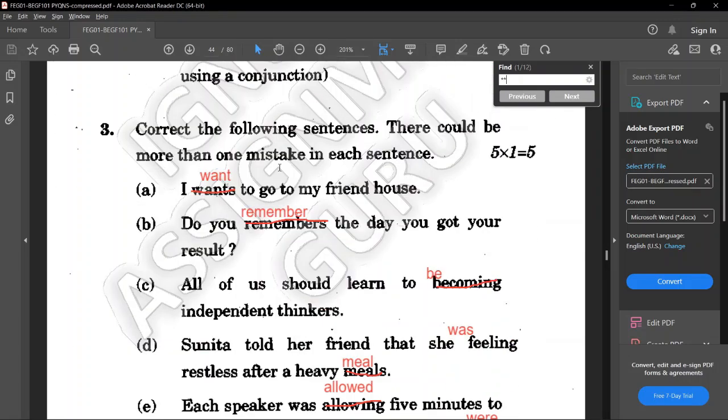Next, correct the sentences. I wants to go to my friend's house. We are correcting the sentence, so it will go I want to go to my friend's house. In this case, guys, I'm really sorry again. I had made a mistake. I'll come back to you after correcting the mistake that I have made.